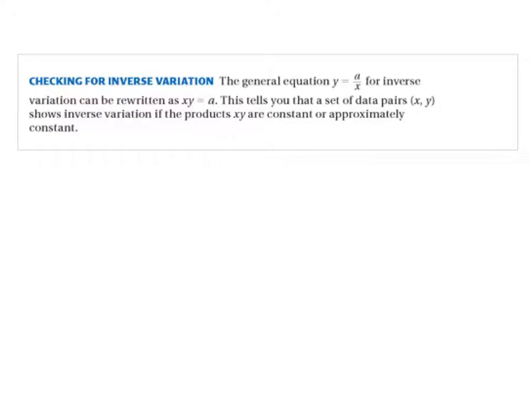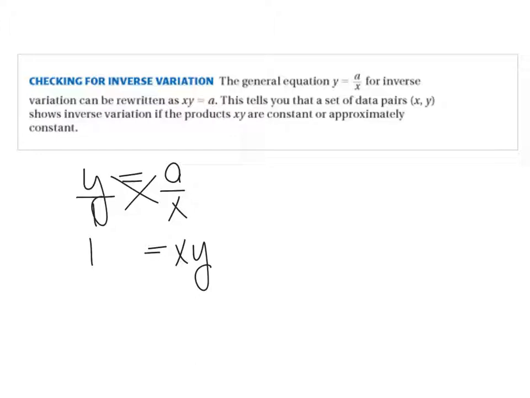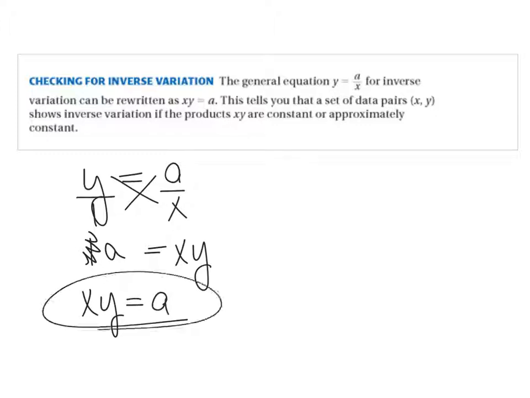Okay, next type. Checking for inverse variation. The general equation y equals a over x for inverse variation can be rewritten to say xy equals a, because I can do y equals a over x, cross multiply, xy equals 1a, oh gosh, a, we don't need to write 1, so we can say xy equals a. This tells you that a set of data pairs xy shows inverse variation if the products xy are constant or approximately constant.